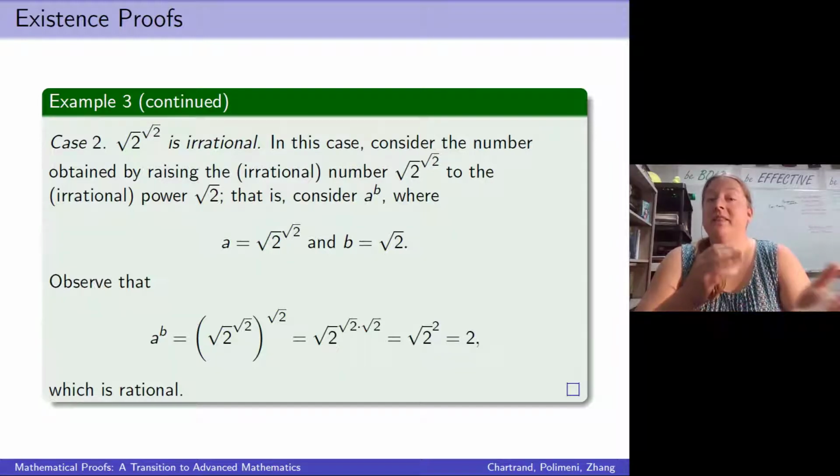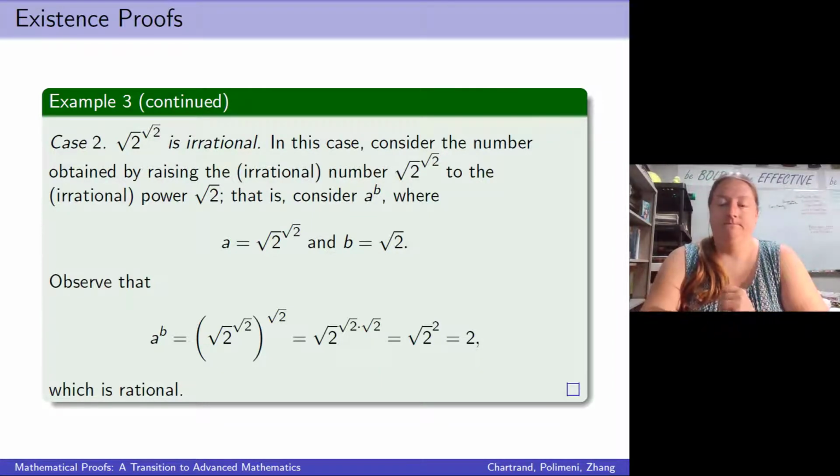So I've shown that this must be the case, and I don't know which of my two examples is the one that actually proves the existence, but I know that between the two of them, one of them does, and because of that, it definitely exists.